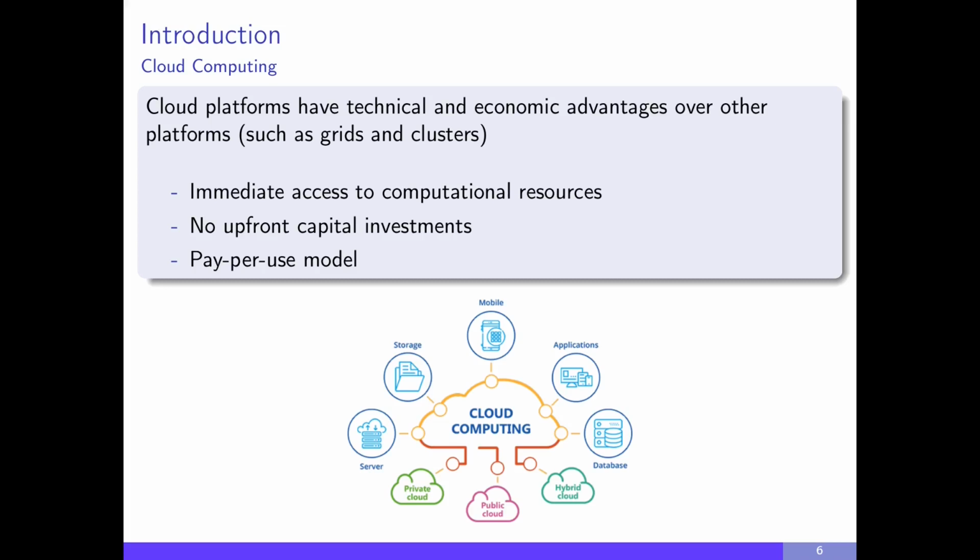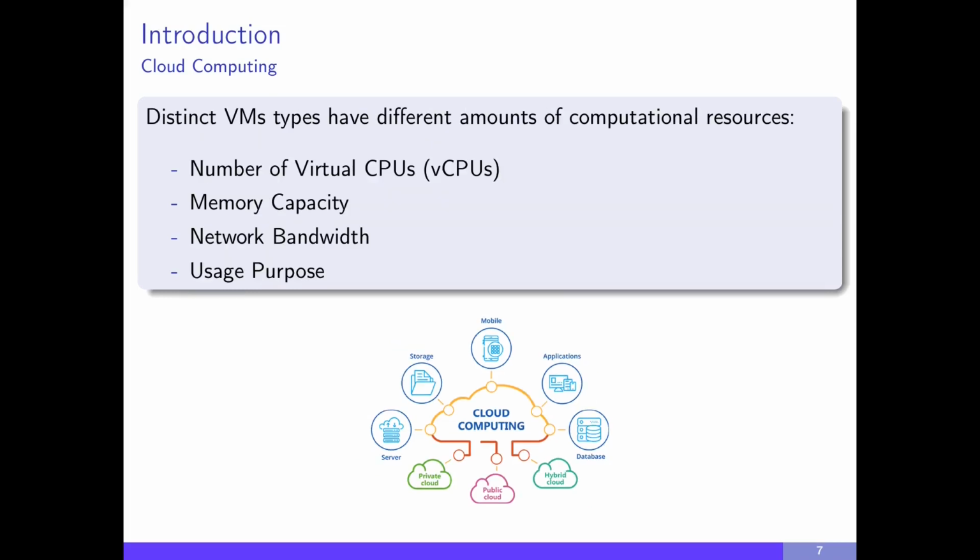For example, in the cloud we have immediate access to computational resource without upfront capital investment, and in a pay-per-use model where we pay for what we actually use. The most common way to contract computational resource in the cloud is through the acquisition of virtual machines. So if we want to contract a machine on the cloud, we can choose among different types of virtual machines with different computational resources such as the number of vCPUs, memory capacity, network, and even the usage purpose.